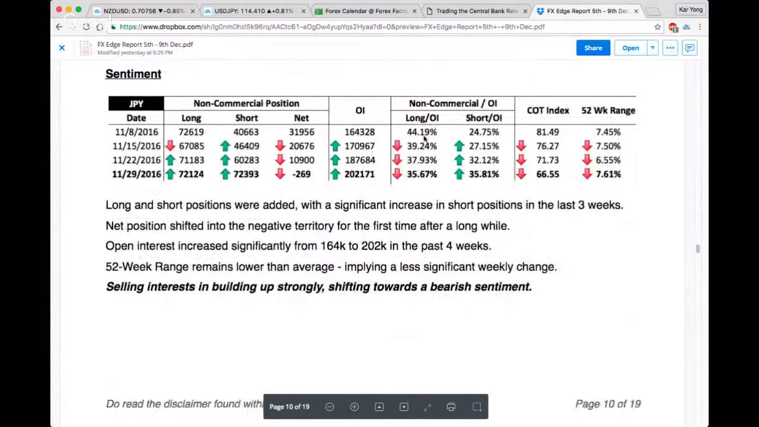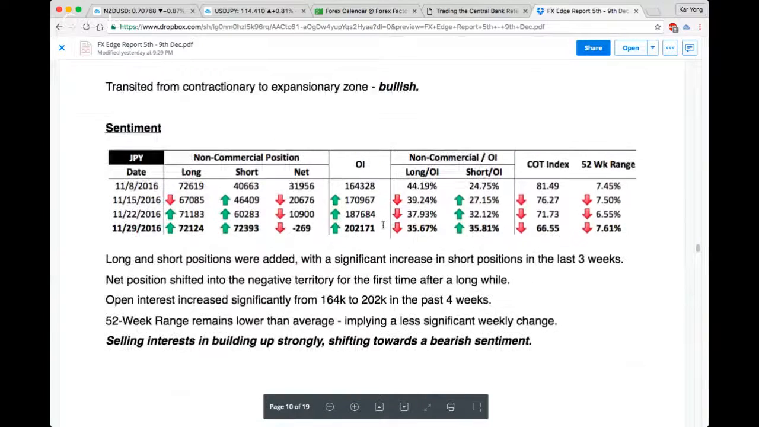If you look into this COT, it's very interesting. Short position has been increasing for the past 4 weeks, and this increment in the short position is very significant. From 40,000, it jumped all the way to 72,000. That's huge. Long position has increased, but only a little bit. If you look at net position, from very positive, this week it started to go into negative territory. Open interest has been increasing drastically as well. So all this points to the conclusion that selling interest is definitely building up strongly, and we are already seeing signs that it's shifting towards a bearish sentiment for Japanese yen. This is going to be interesting because the net position has changed from positive to negative for the first time.